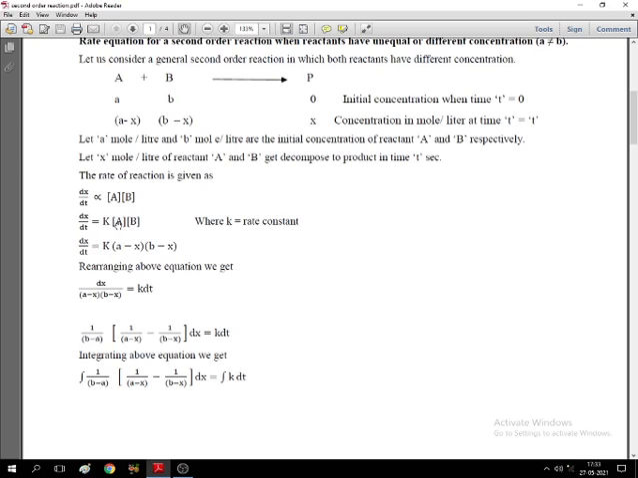Now, put the molar concentration of A at time t as A minus X, and the molar concentration of B at time t as B minus X. In this equation, we get dx by dt is equal to k into bracket A minus X into another bracket B minus X. Now, rearrange this equation: dx upon A minus X into B minus X is equal to k dt.